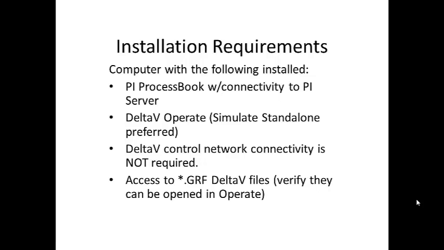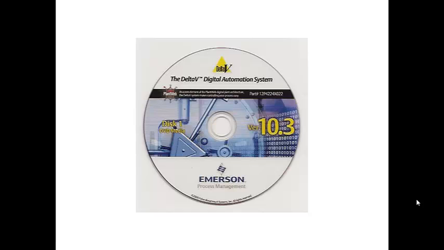Once your system has ProcessBook installed and connectivity to the Pi server, you will need to install DeltaV Operate. For this demonstration, we'll be using media from the DeltaV 10.3 Digital Automation Suite to install DeltaV Simulate. GrITS for ProcessBook uses automation interfaces from ProcessBook and DeltaV Operate. DeltaV Simulate, which includes DeltaV Operate installed in standalone mode, is the preferred environment for running GrITS for ProcessBook, since DeltaV Simulate does not require any direct access to the DeltaV control system's network.